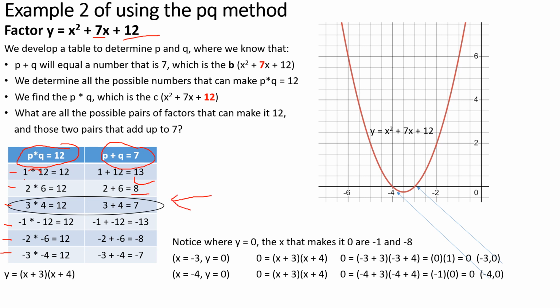So basically, when I factor x squared plus 7x plus 12, my factors are x plus 3, x plus 4. So if I put negative 4 and negative 3 right there, you can see that those are my 0 points where y was 0. And we have factored.